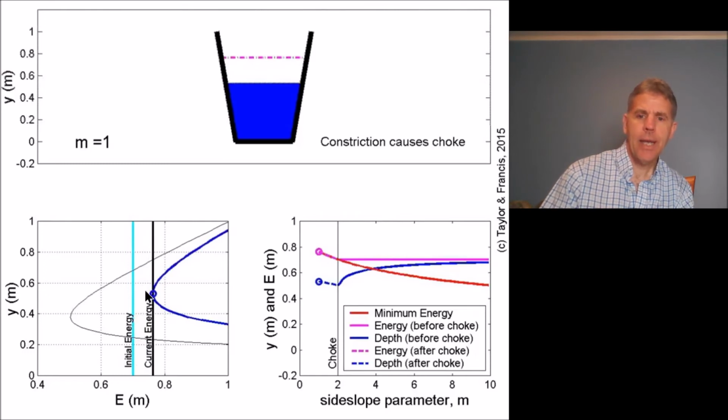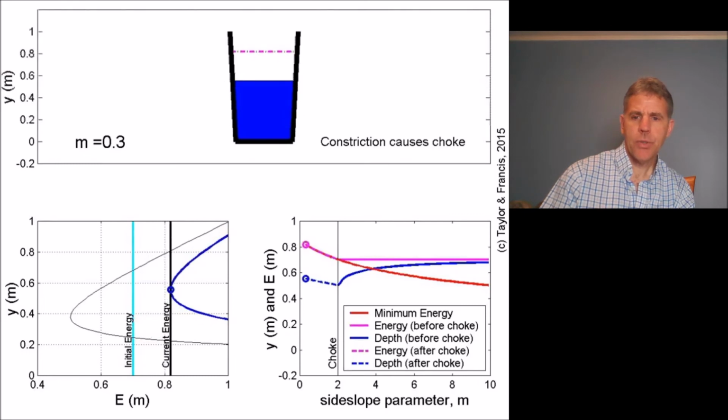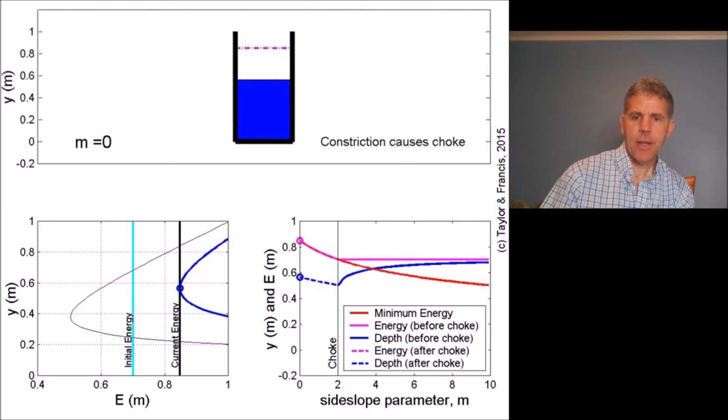And from this point forward, the minimum energy and the actual energy are the same in order to maintain continuity. So the flow is now at critical conditions, and the actual depth, because the energy is increasing, starts to increase after the choke condition. Again, this is because the flow is backing up. And if we play this through to the end, and I'm going to halt it just before the end of the animation, there we are with m equals 0.